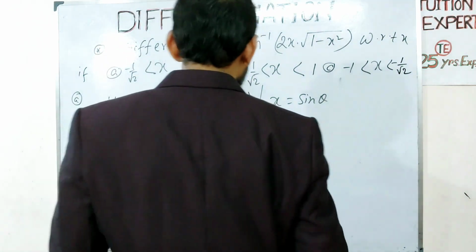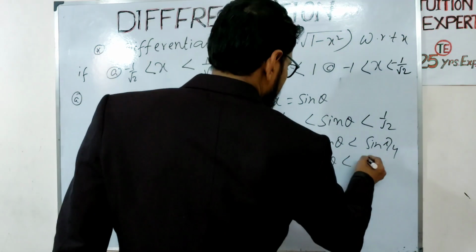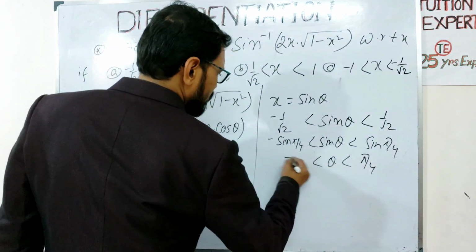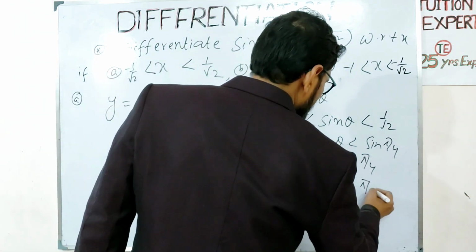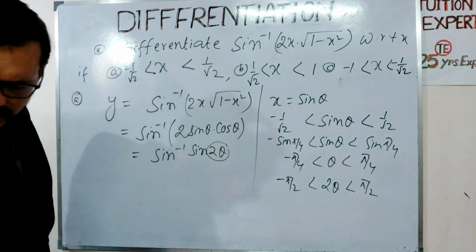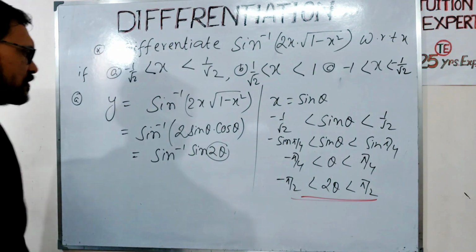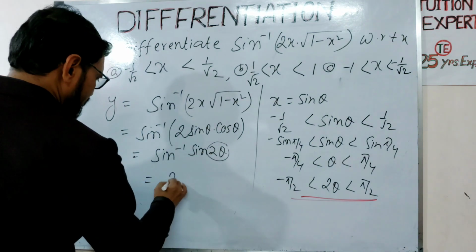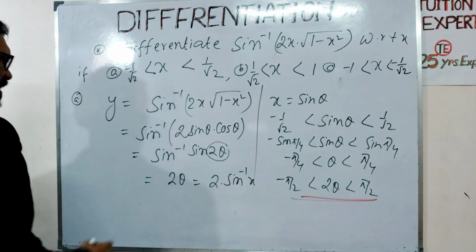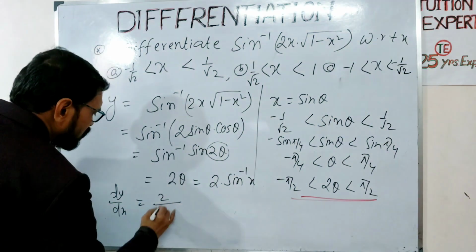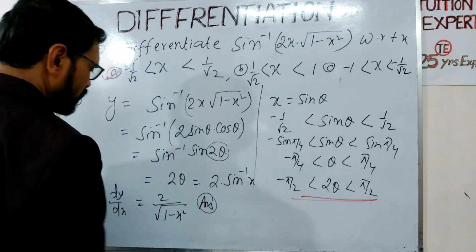Now check: x equal to sine theta, so x is less than sine pi by 4 and greater than minus sine pi by 4. So theta is less than pi by 4 and greater than minus pi by 4. Multiplying 2 on each side, 2 theta lies between pi by 2 and minus pi by 2, which is the principal value of sine inverse x. So we can write this as 2 theta. Now theta equals sine inverse x, so y becomes 2 sine inverse x. So dy by dx equals 2 by root over 1 minus x square. This is the answer for A.